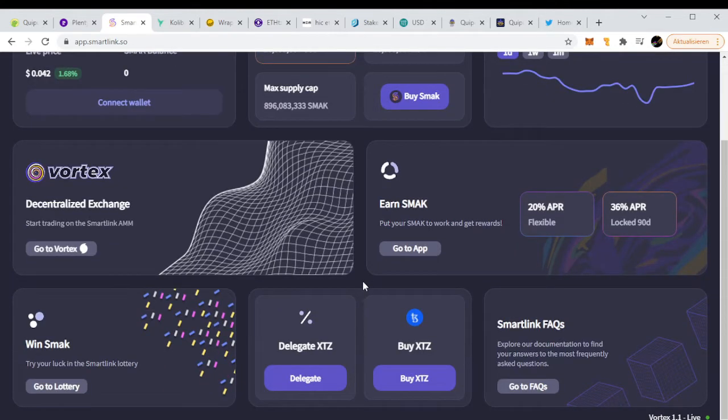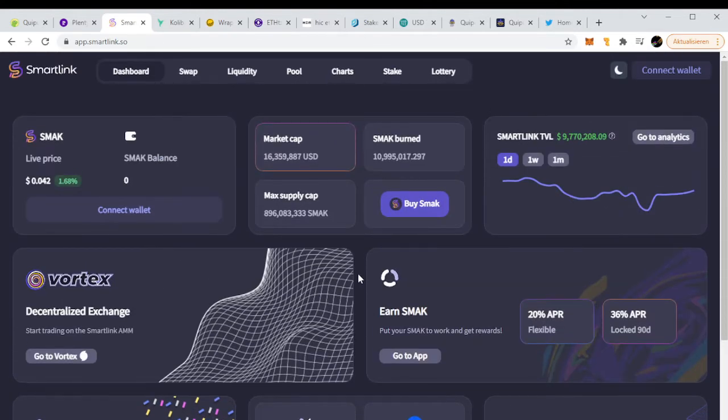Here you can do a lot of things on Smartlink. You can exchange, you can farm, you can gamble actually with the lottery, you can stake things. Honestly, if I were to cover Smartlink as a whole, it would take a bit too long. But just know that this is also a DeFi project, and the token you get is one you can get from farming.